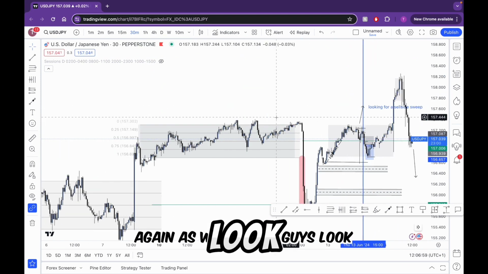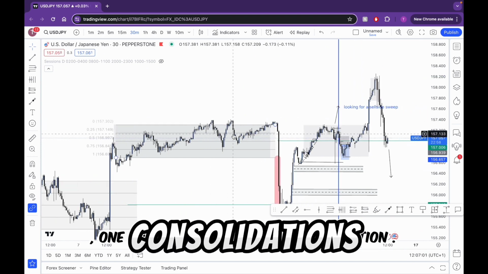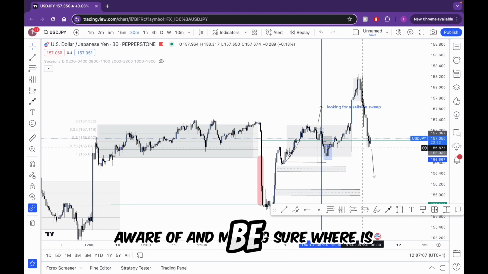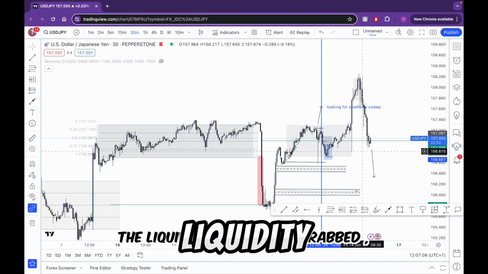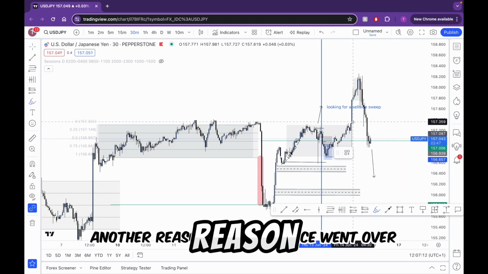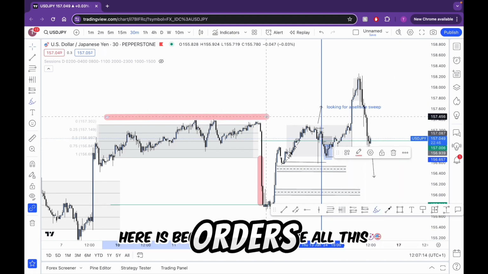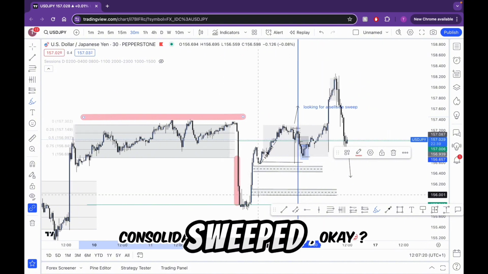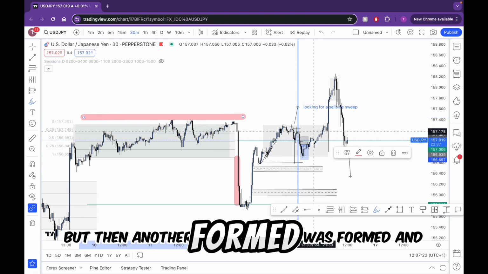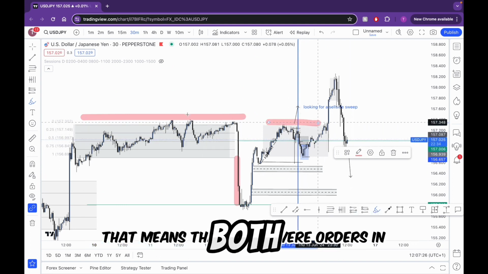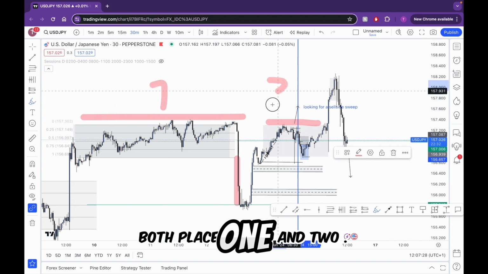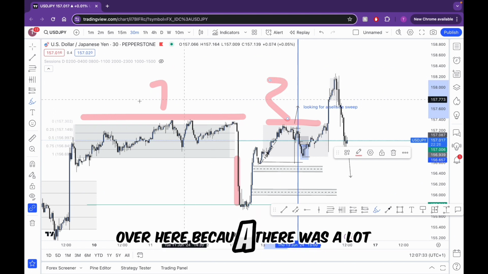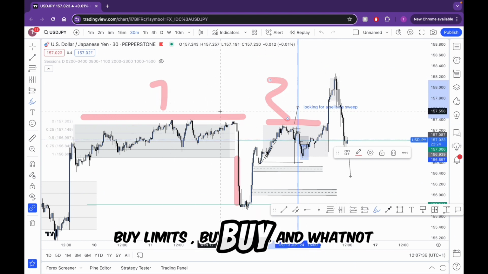As you can see, guys, look, one consolidation, two consolidations. So essentially there's a lot of cycles that you need to be aware of, making sure where the liquidity is that has not been grabbed. Okay, another reason why this price went over here is because there were orders here. Okay, they weren't taken. So when one consolidation is swept, but then another consolidation was formed, that means that there were orders in both places, in 1 and 2. So that's the reason why the price broke over here, because there were a lot of pending orders like sell limits, buy stops and whatnot.